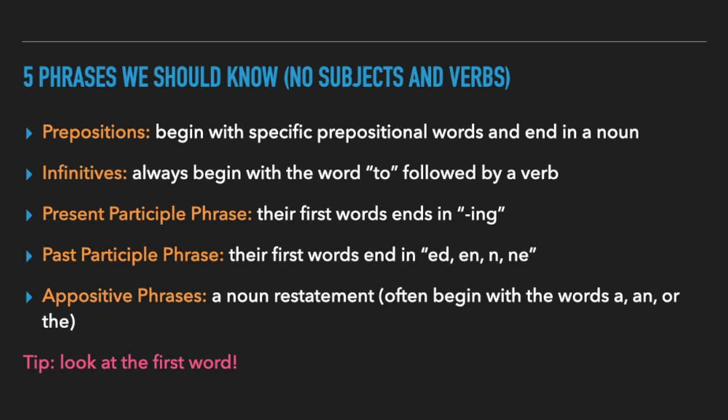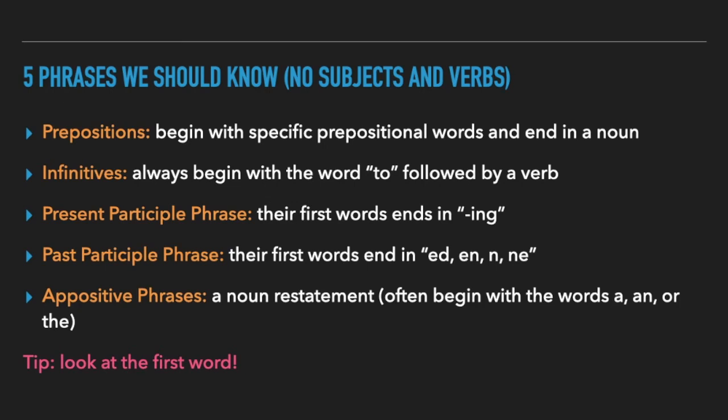The third type of phrase I want you to learn about today is called a present participle phrase. The present participle phrase always begins with the first word that ends in ing. And this one can also be tricky because sometimes ing words might look like verbs. But remember, in our first lesson, we learned that in order for an ing word to be a verb, it has to have a helping verb in front of it. And the fourth type of phrase I want you to learn about today is called a past participle phrase.